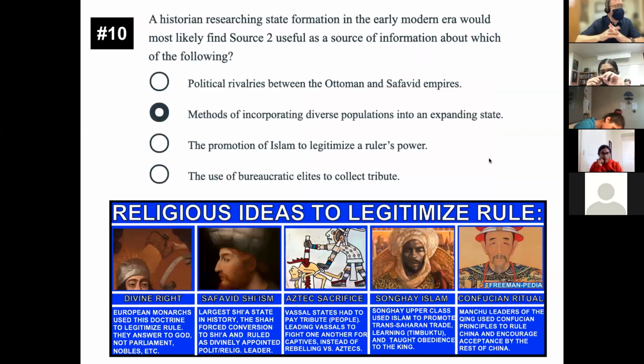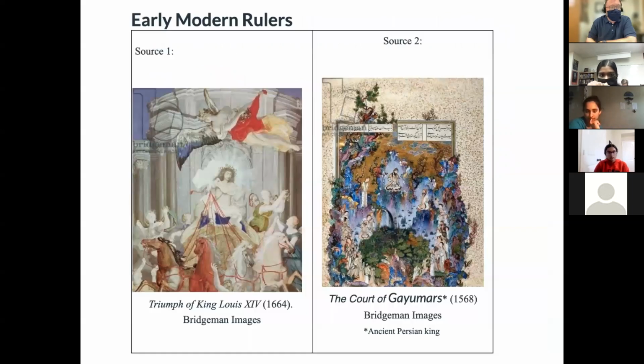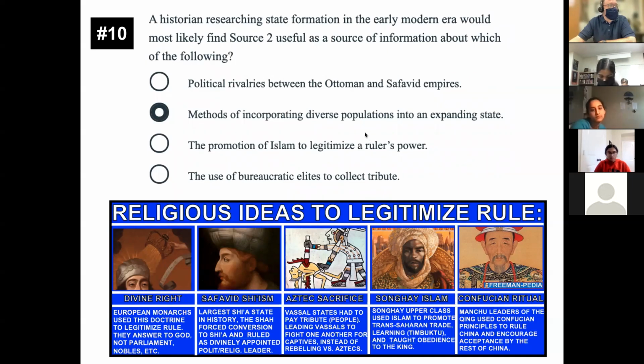So here's the question that you guys missed, number 10. If a historian is researching and looking at source 2, which of these answer choices would be most applicable to that goal? And source 2 is looking at the past, using non-Islamic traits to unite a diverse population of Persians, Muslims. So it's this bad boy, B.